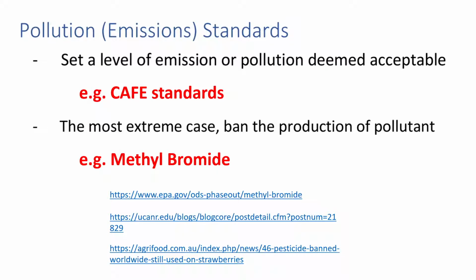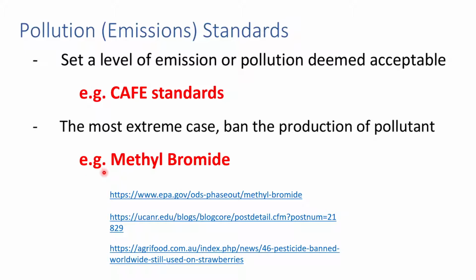Okay. So a pollution or emission standard is a command and control type of pollution reduction policy. The government simply sets a level of emission or pollution deemed acceptable. For example, we have the CAFE standard for automakers. Now, in the most extreme case, the pollution standard will simply ban the production of the pollutant itself.